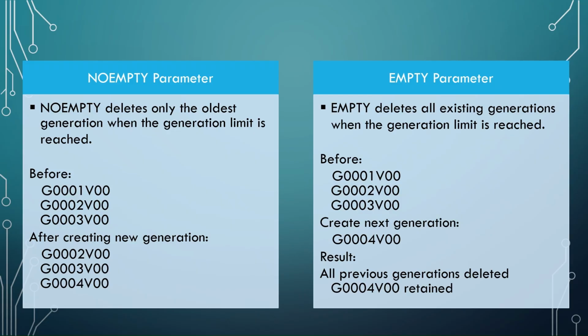Now let's look into empty. Again, assume the limit is 3. We currently have 3 generations. When the next generation is created, all previous generations are deleted. Only the newest generation remains. Because of this behavior, empty is less commonly used in production environments.